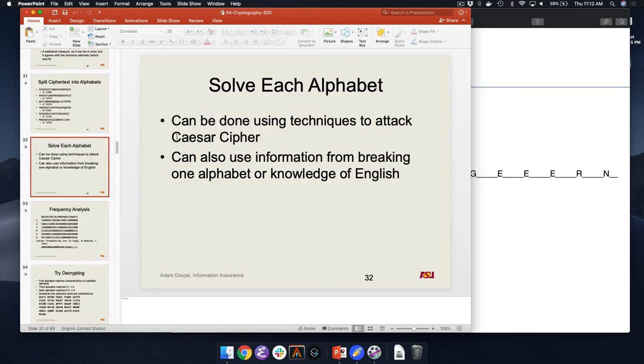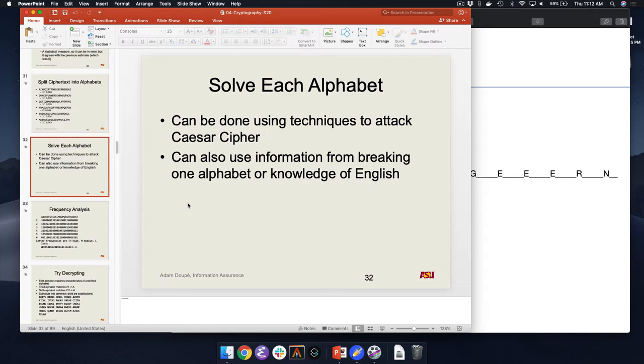So this is going to be our plan. We're going to use the techniques for Caesar cipher. It's not that we can't use brute force, but if we were really to brute force this, you have to brute force all alphabets together, which is the same as trying to break the six character key, which means you're going to have to guess a lot.